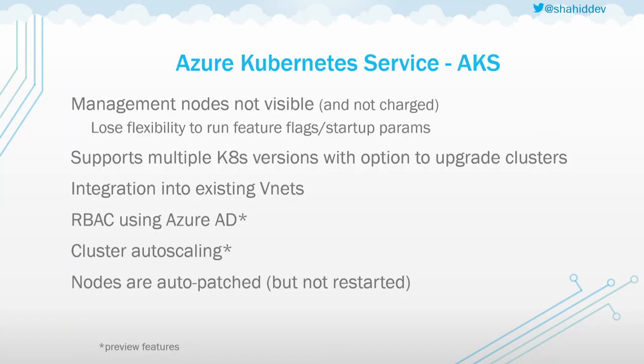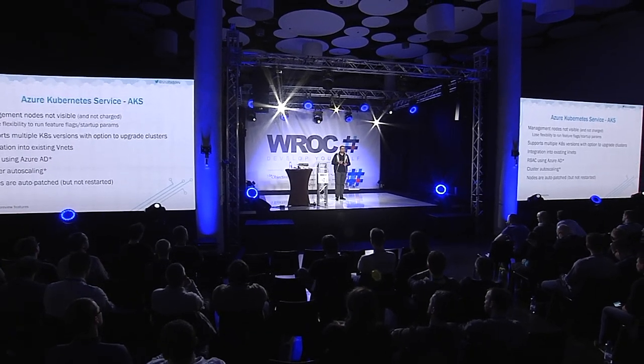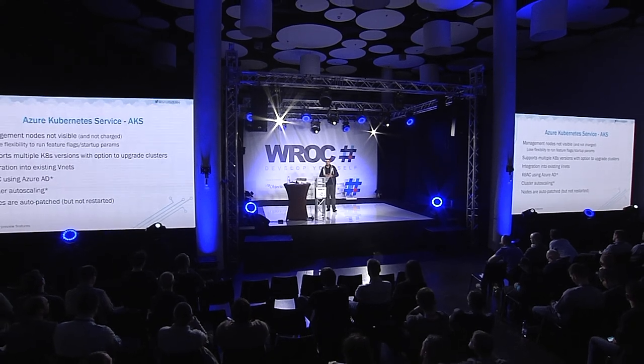We also have the cluster autoscaler. This is a reasonably new addition, and it's in preview, but it allows you to automatically scale the number of nodes in the cluster depending on certain metrics. The key one being there's not enough resources, the containers are waiting to run. Nodes are automatically patched in AKS, certainly Linux nodes, so you don't need to worry about the operating system level concerns. The nodes are not automatically restarted for you though. But there's an open source project out there which will detect when a node has been patched and restart it for you in a Kubernetes safe way.